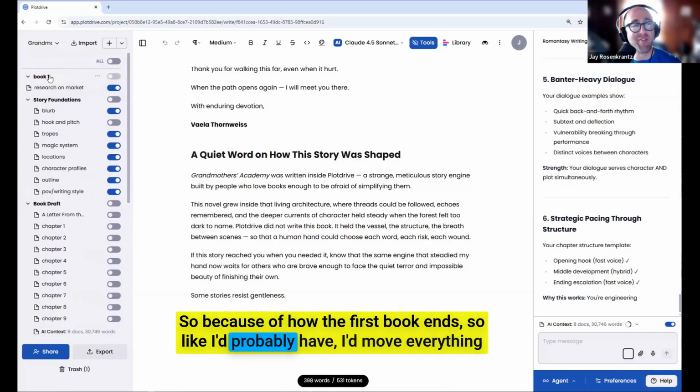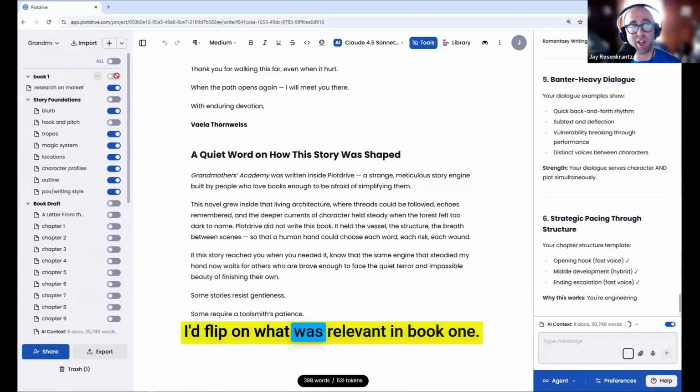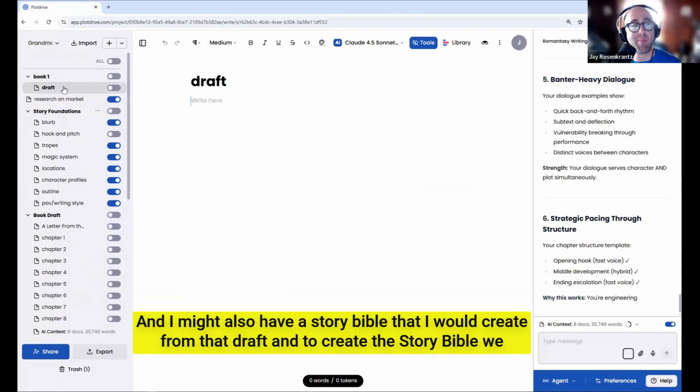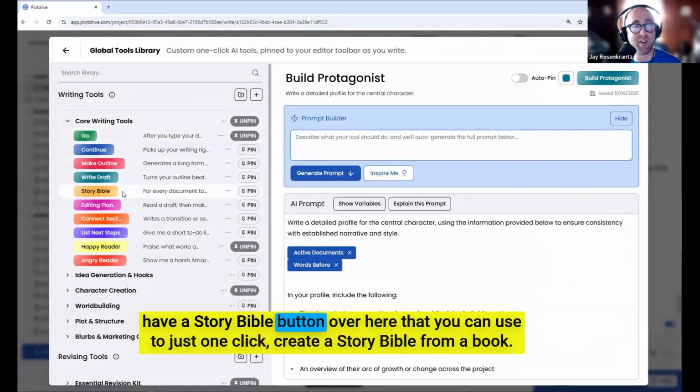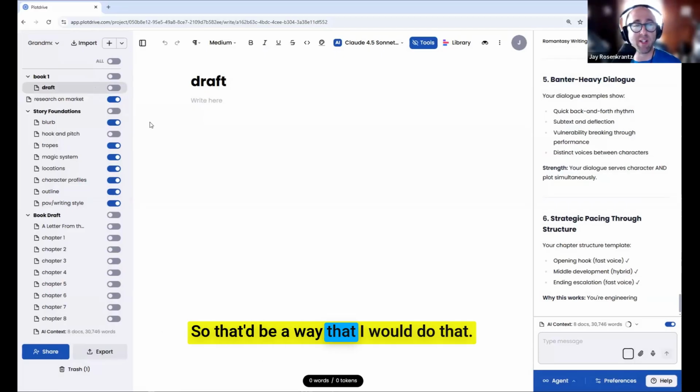So I'd move everything up into a book one folder, then I'd have a book two folder and start building up book two, and I'd flip on what was relevant in book one. I might have a draft, which would be my combined draft, and I'd put it in here. And I might also have a story Bible that I would create from that draft. To create the story Bible, we have a story Bible button over here that you can use to create a story Bible from a book in one click. But you can build out your own kinds of story Bibles that are useful to you really easily. So that'd be a way that I would do that.